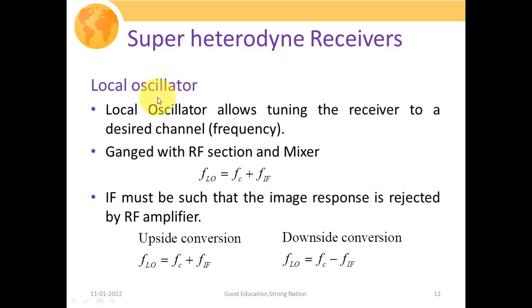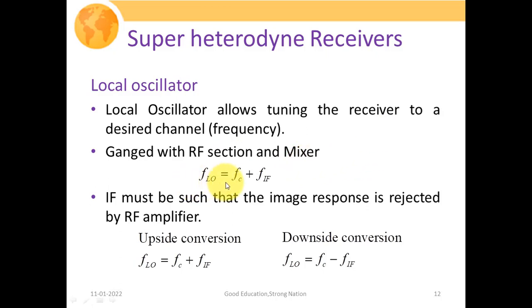Next is your local oscillator. Here we will specifically discuss the local oscillator frequency operation. The local oscillator allows tuning the receiver to a desired frequency channel. That is, it gives the input to your RF amplifier about which particular frequency band it must select. It is ganged with your RF section and the mixer. As we have already discussed, your RF section and mixer both have the same frequency input so that they can function in a synchronous fashion.